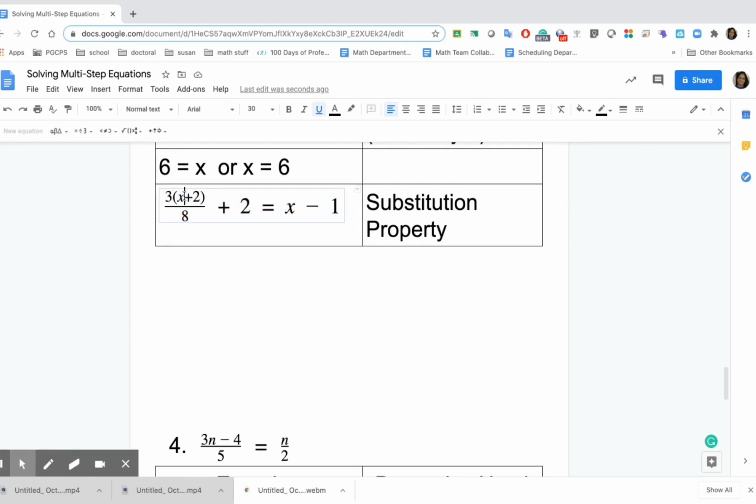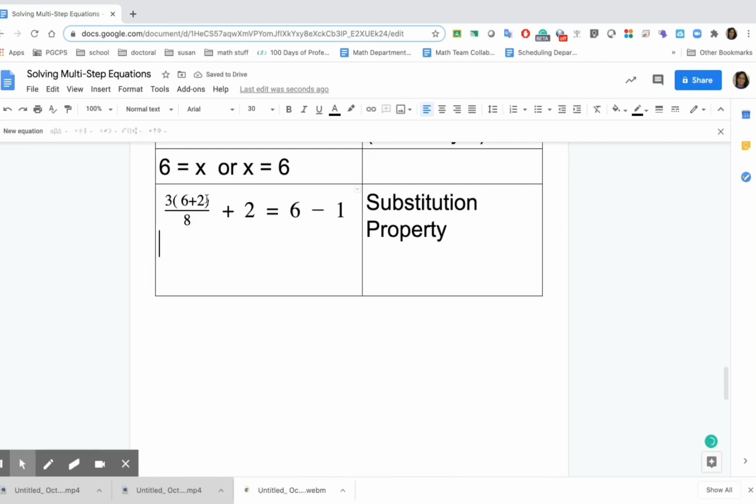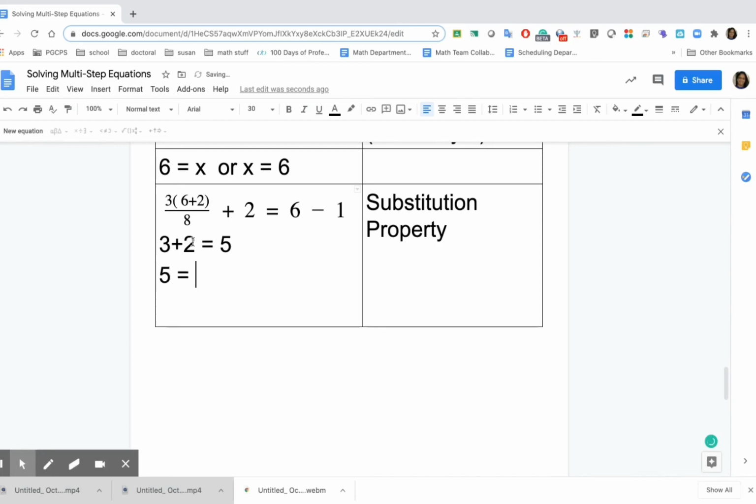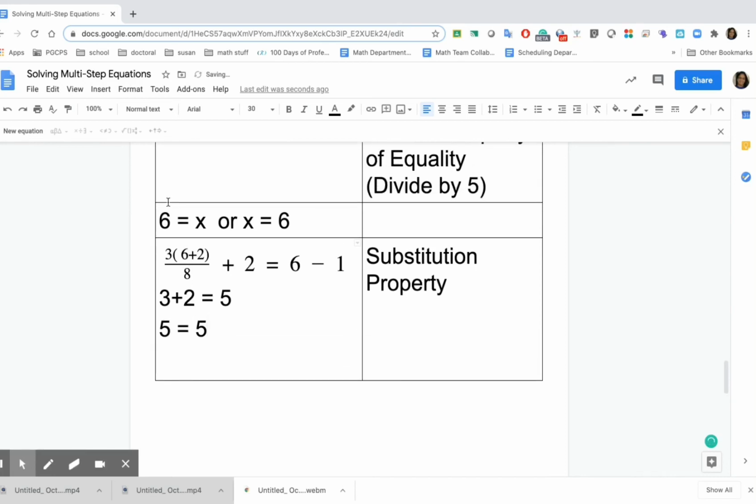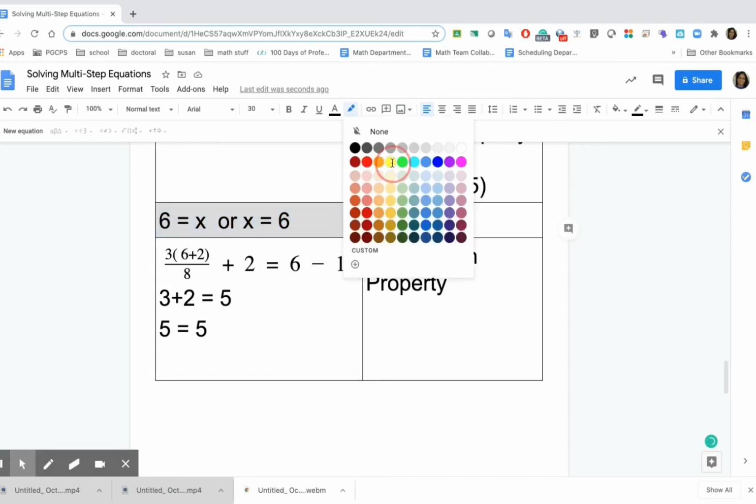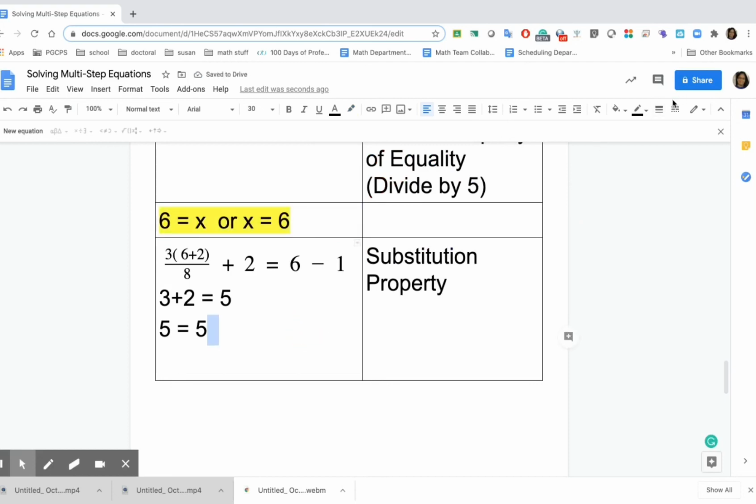So if x is 6, let's replace x by 6. And here x is 6. 3 times 8 divided by 8 is equal to 3, plus 2 is equal to 6 minus 1, or 5. Therefore, we can say that 5 is equal to 5. So the correct value of x is 6, and it is the solution to the equation.